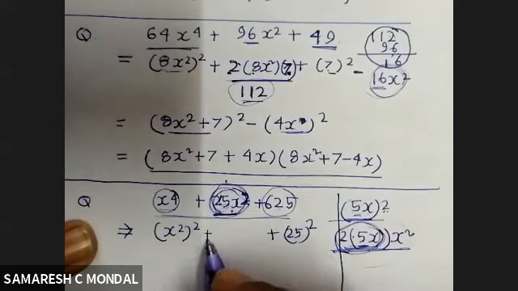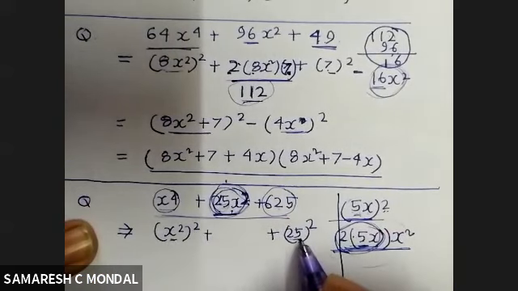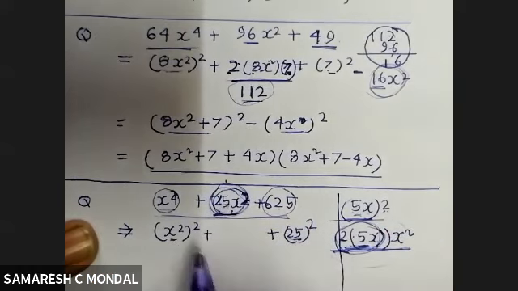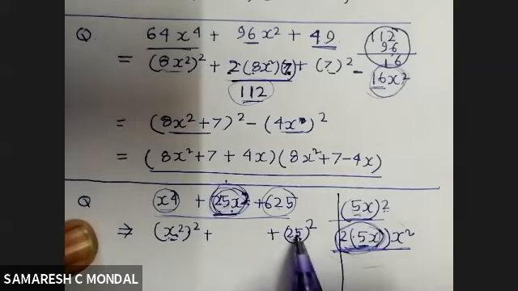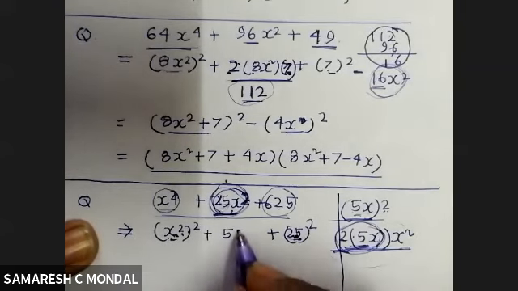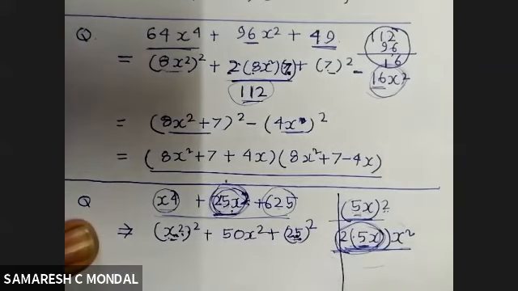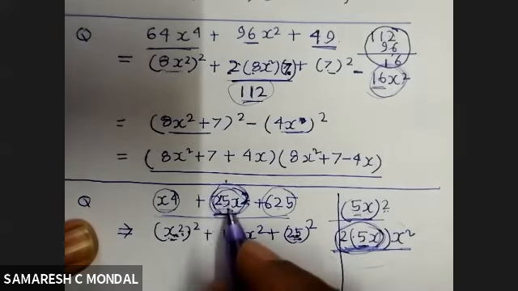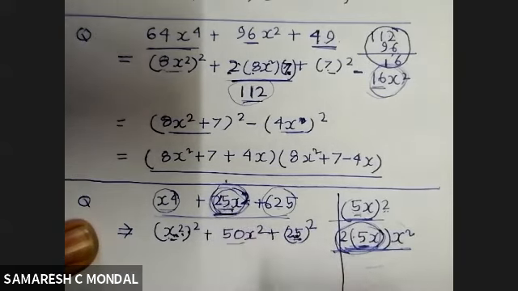So this is a square, this is b square. We need 2ab. So 2ab, so 2 into x square into 25, or 2 into 25x square. So 2 into 25 is 50x square. So if I write 50, how much do I have to subtract to get 25?